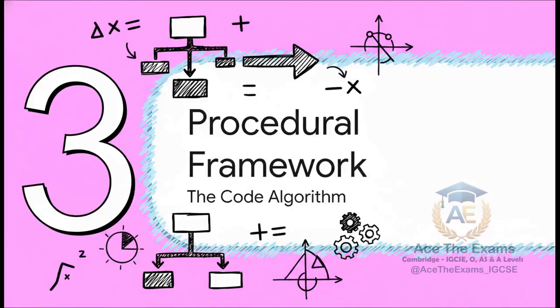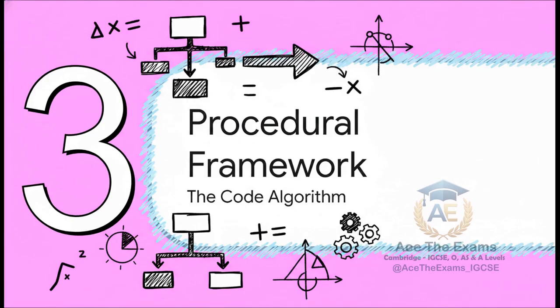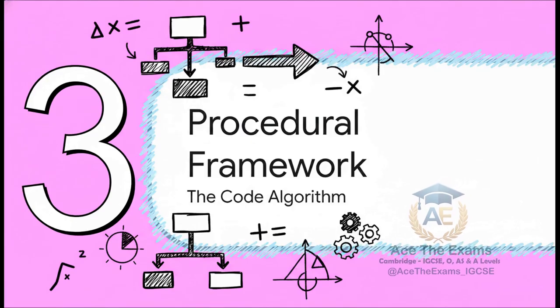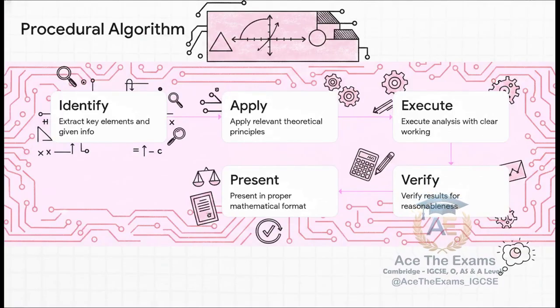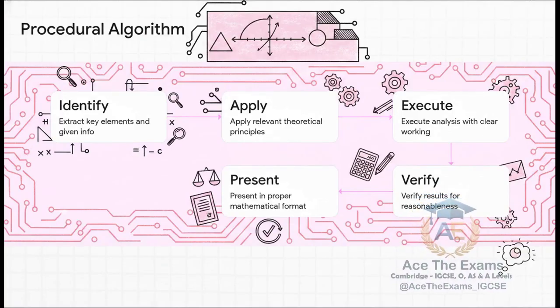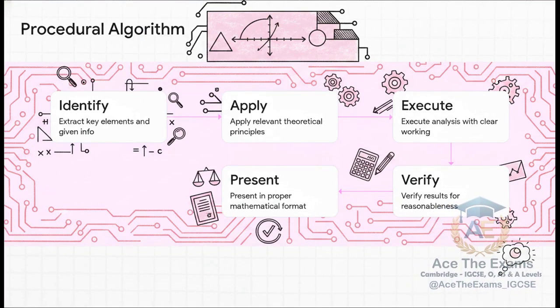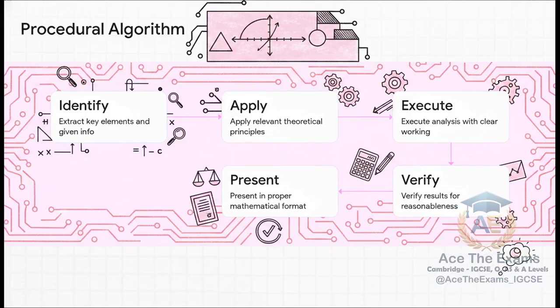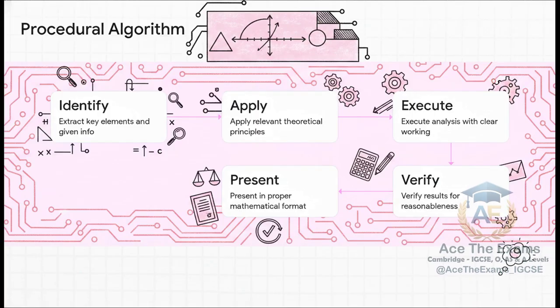Section 3. The procedural framework algorithm. This is the actual code algorithm we're going to use. Let's map this out. Okay, look at this. Here is the exact, standardized sequence you must run every single time you encounter a complex coordinate geometry problem. This is your core loop. Step 1. Deconstruct the prompt and extract the relevant data. Step 2. Select your analytical framework and apply those theoretical principles. Step 3. Execute the analysis.